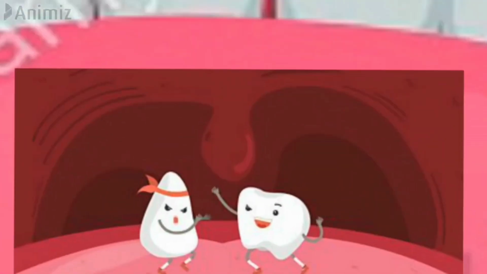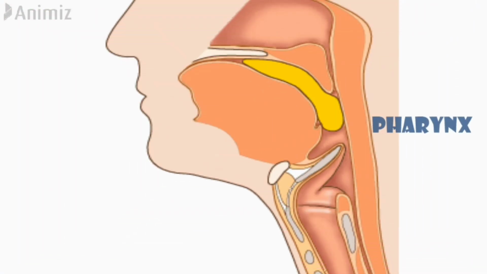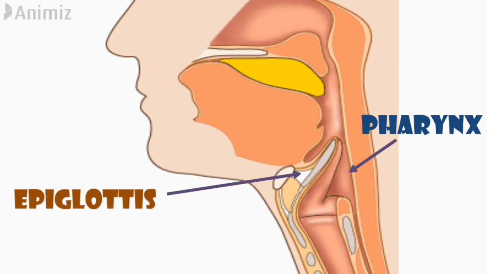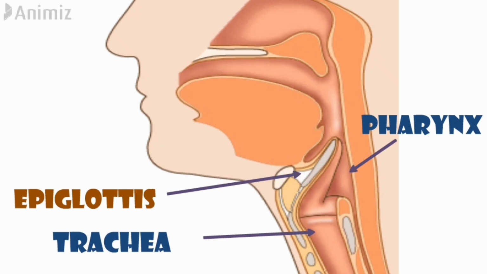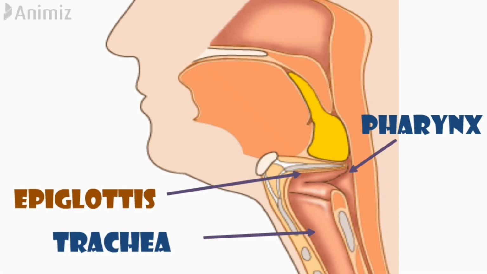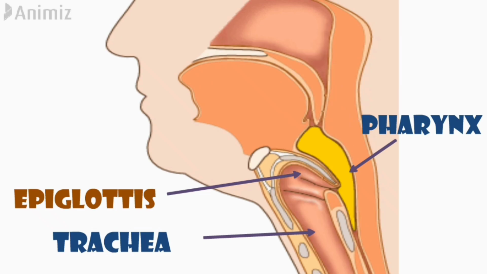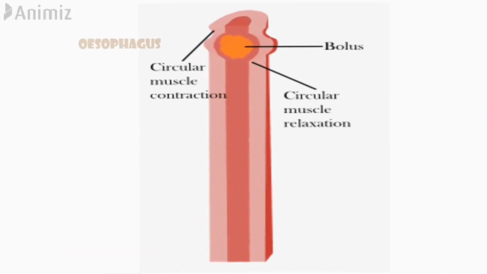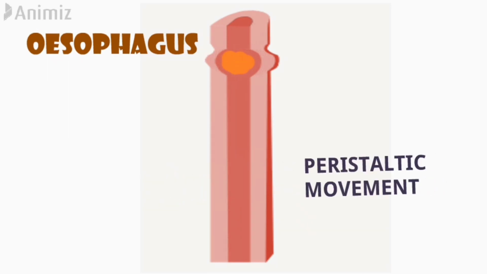Now, the digested food is formed into a bolus and it is pushed into the posterior part of the buccal cavity. Next, the food is pushed into the pharynx. And there is a movable organ called the epiglottis. It is found just above the opening of the trachea. When the bolus enters the pharynx, the epiglottis closes the opening of the trachea. Then the bolus enters the esophagus. Here the bolus passes to the stomach through peristaltic movement.